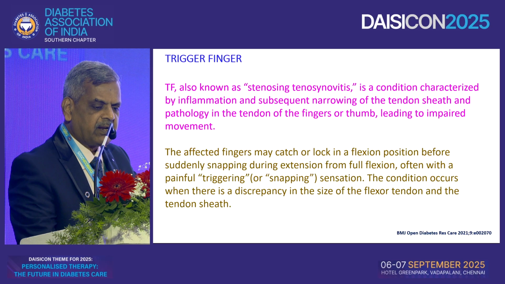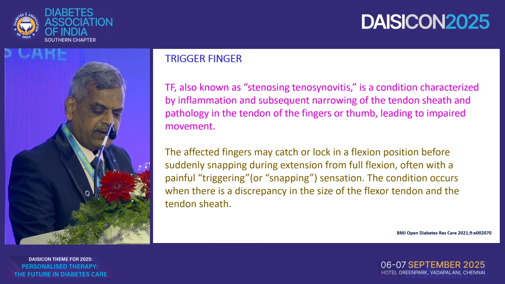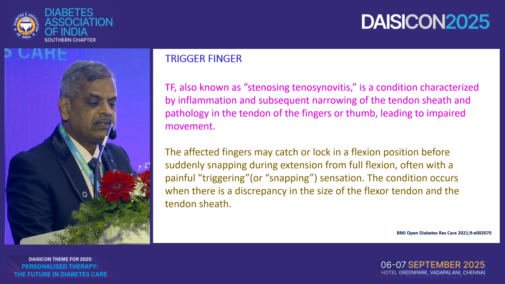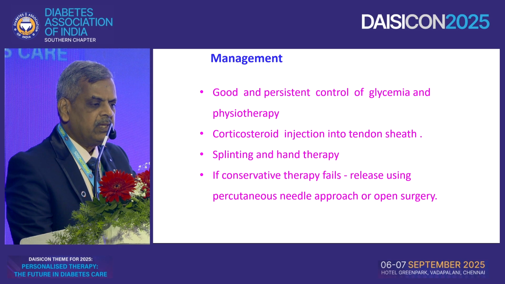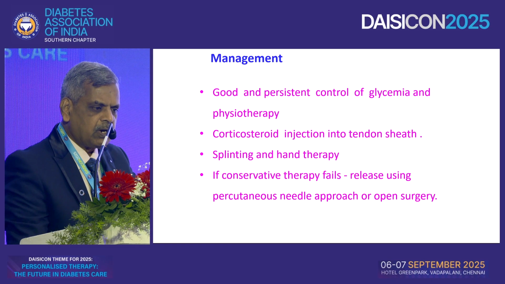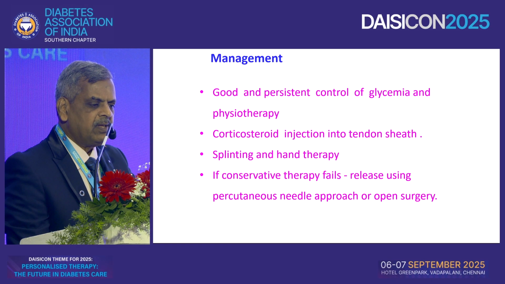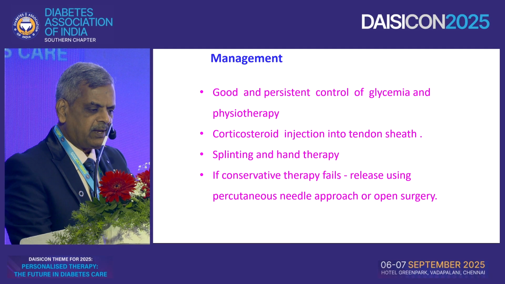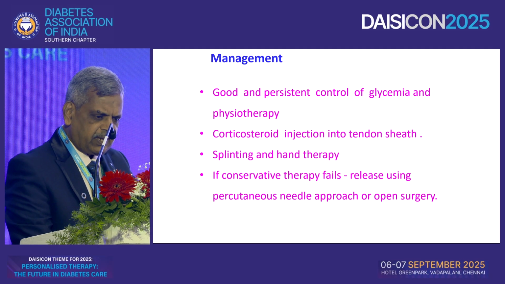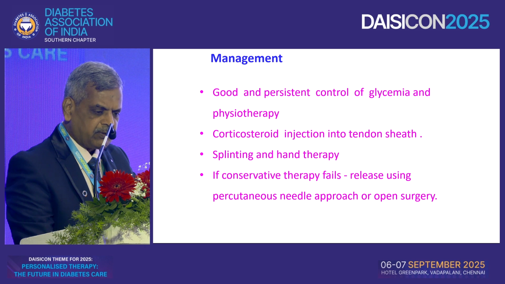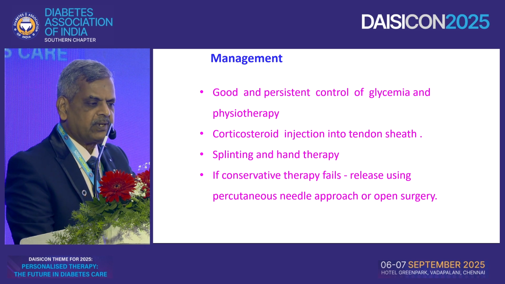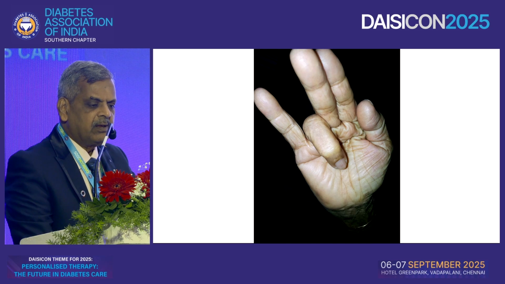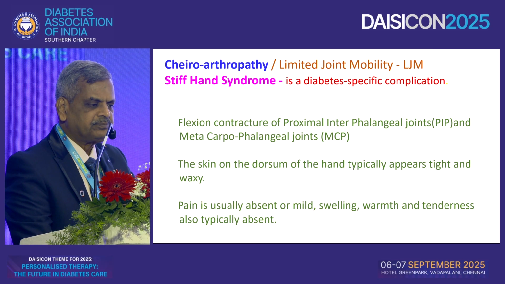See, the flexor tendon and tendon sheath should move freely. If the tendon sheath has glycation, the friction may make movement difficult. The management: good and persistent control of diabetes is important. Physiotherapy, corticosteroid injection in the tendon sheath, splinting and hand therapy. If conservative therapy fails, release using a percutaneous needle approach or open surgery. So this is a trigger finger, ring finger as well as middle finger.